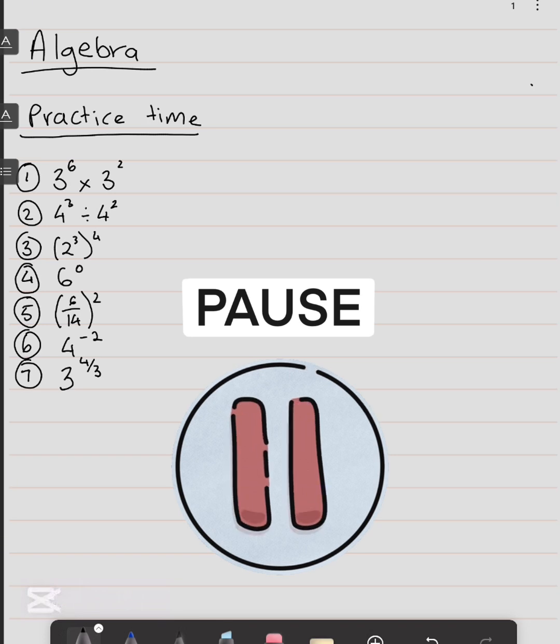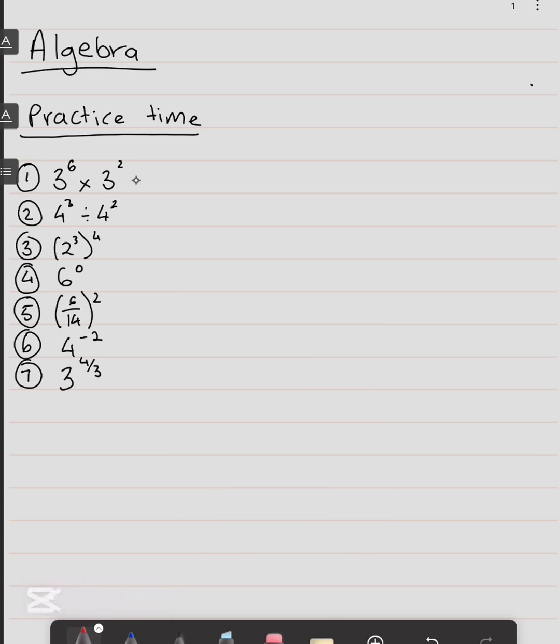Pause the video and give them a shot. I'll now go over the answers. The first question, 3 to the power of 6 plus 2 is equal to 3 to the power of 8. The second question, 4 to the power of 3 minus 2 is equal to 4 to the power of 1. The third question, 2 to the power of 3 times 4 is equal to 2 to the power of 12. The fourth question is just 1.